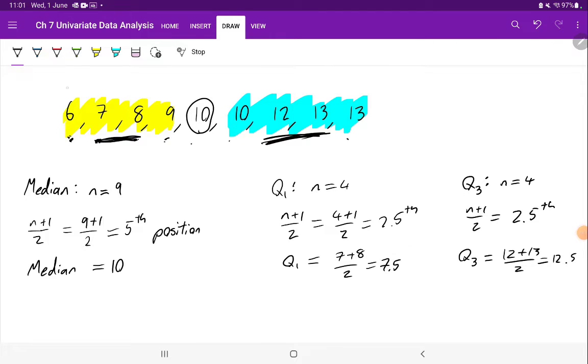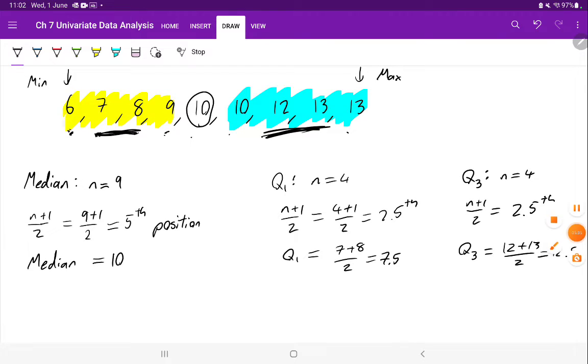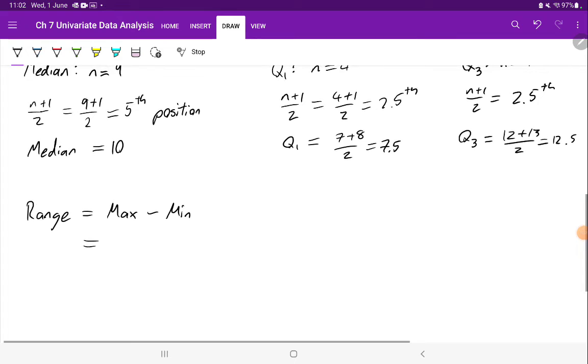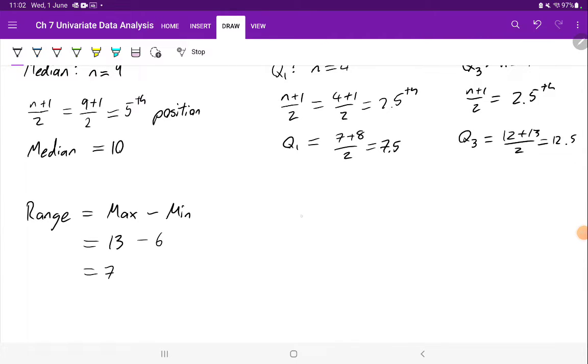And now I figured out my 3 hard numbers. The easy ones are the min and the max, the smallest number and the largest number, and so I can work out my range and interquartile range. Since the largest number is 13 and the smallest number is 6, 13 take 6 is 7, so the range is 7. Our interquartile range, on the other hand, is Q3 minus Q1, which is going to be 12.5 minus 7.5, and that's equal to 5.